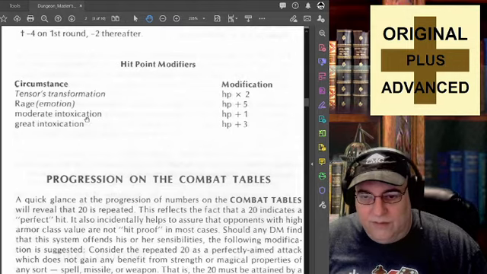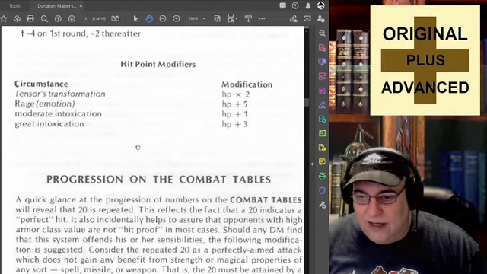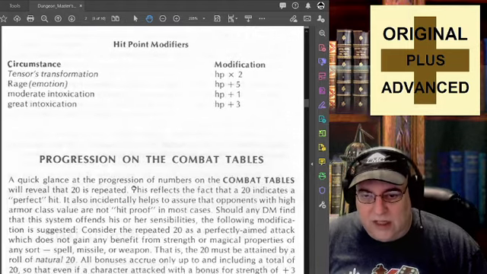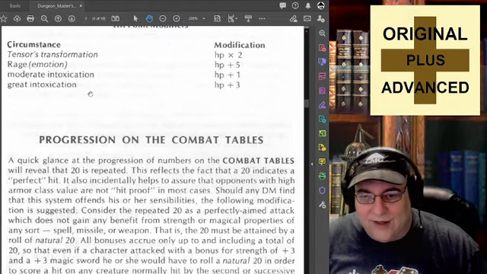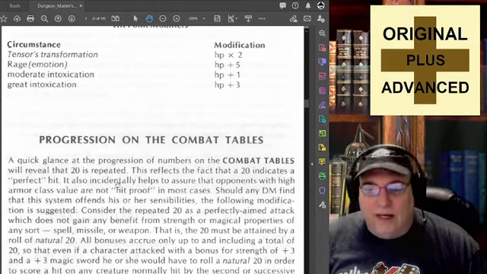Right? I don't know if you necessarily need those at the ready, but they are interesting. Moderate intoxication, great. Were they drinking when they made this? This is crazy.